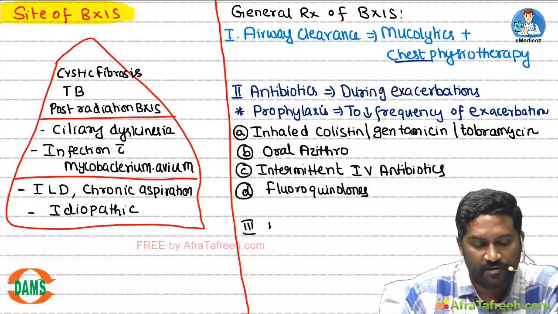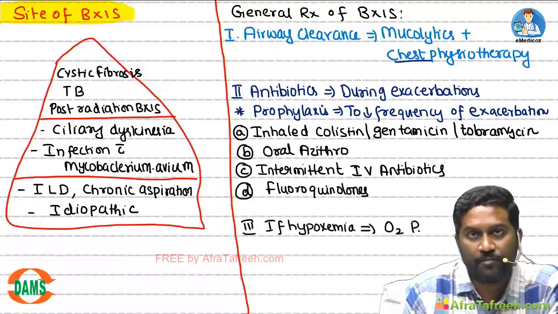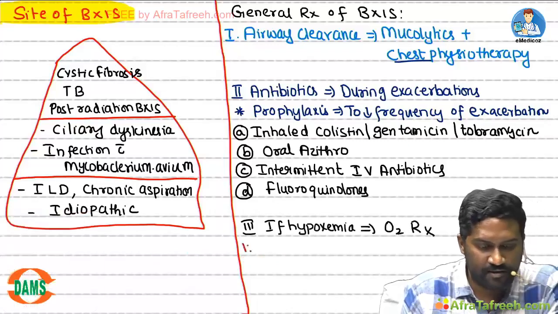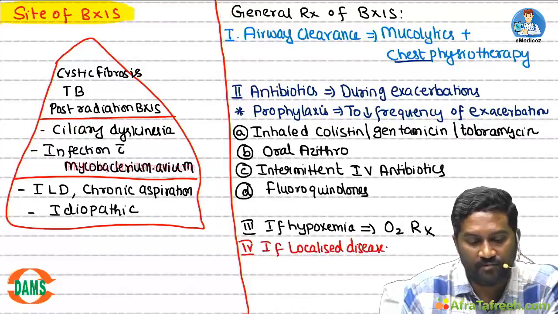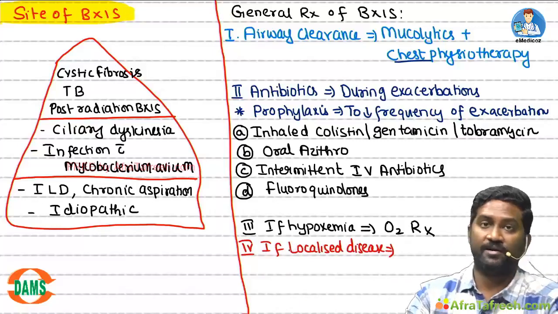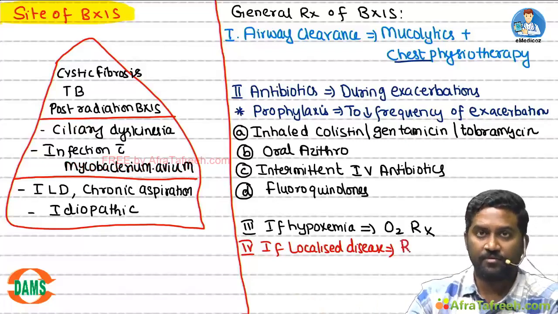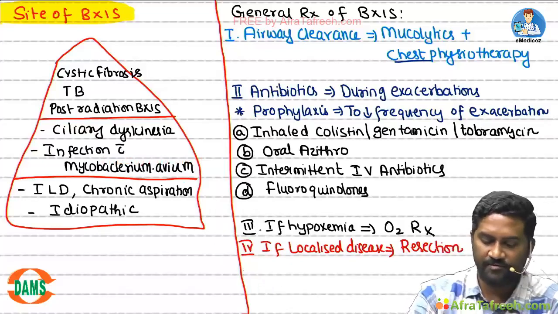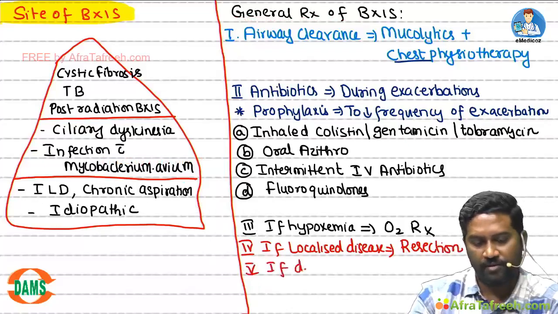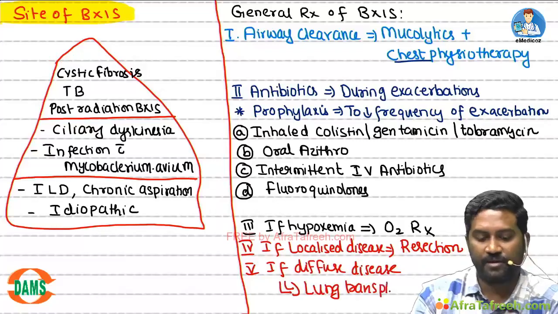Then, if the patient develops hypoxemia, you should prescribe him oxygen therapy. If there is localized disease, suppose there is right lower lobe or left lower lobe bronchiectasis, it is already destroyed lung, it is not taking part in gaseous exchange, you can go for resection of the affected part. If there is a more diffuse disease, the option will be a lung transplant.